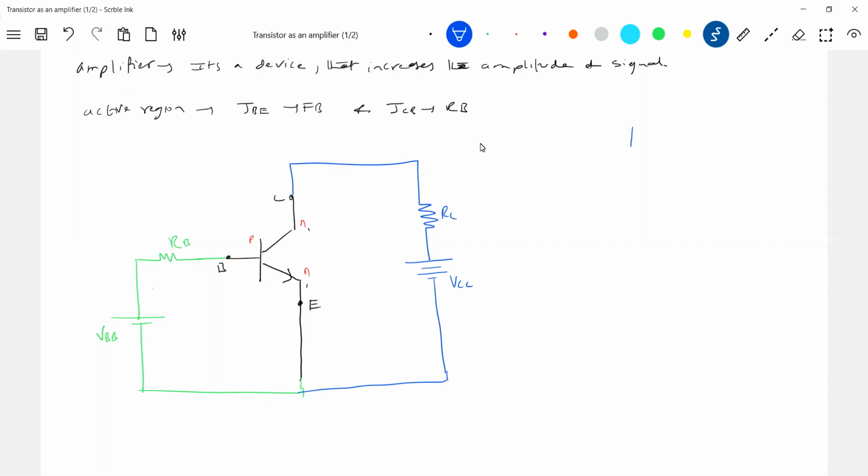What is the trick here? The trick here is base is P type, collector is N type. If I make N type more positive than the P type, it will become reverse bias. Can you remember? If this is say 1 volt and this is say 0.3 volt, will it be reverse bias or forward bias? Will be reverse bias, no?